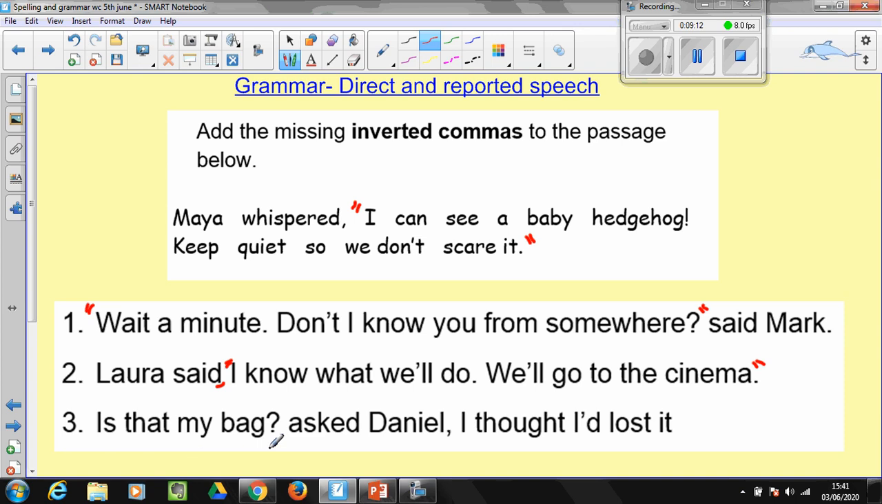Is that my bag? Asked Daniel. I thought I'd lost it. So two separate bits Daniel is saying. Is that my bag? And then he doesn't say asked Daniel, so I need to close my speech marks. And then I need to reopen them because he's speaking again. I thought I'd lost it. This time there's no punctuation. I'm going to have an exclamation mark. And then my closing speech marks.